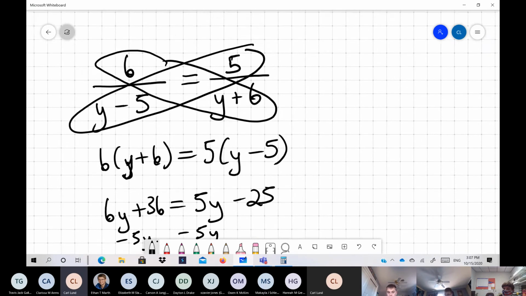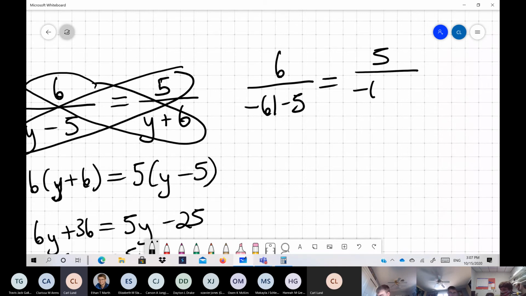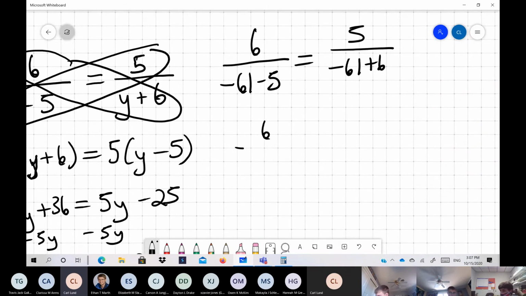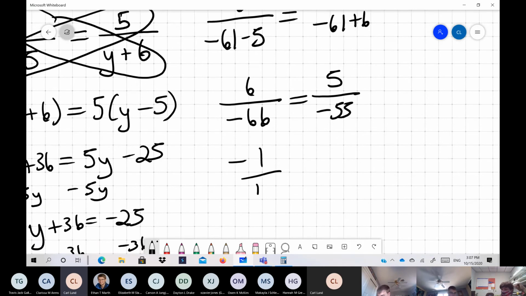And again, we can check this. 6 over negative 61 minus 5. We want to know, does this equal 5 over negative 61 plus 6? So 6 over negative 61 minus 5 is negative 66. And negative 61 plus 6 is negative 55. And yeah, these are the fractions negative 1/11. The negative 1/11 equals negative 1/11. It checks out.